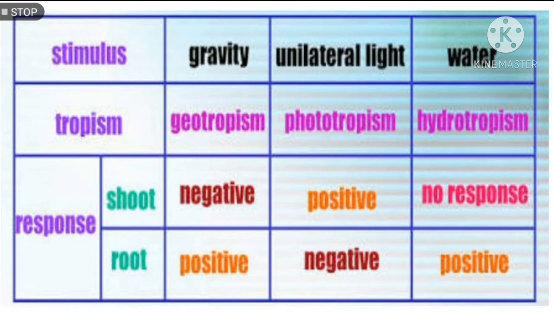Then the next stimulus is water. The tropism is called hydrotropism. Shoot shows no response to water, but root shows a positive response to water. That is, root grows in the direction of water. In search of water, root grows.